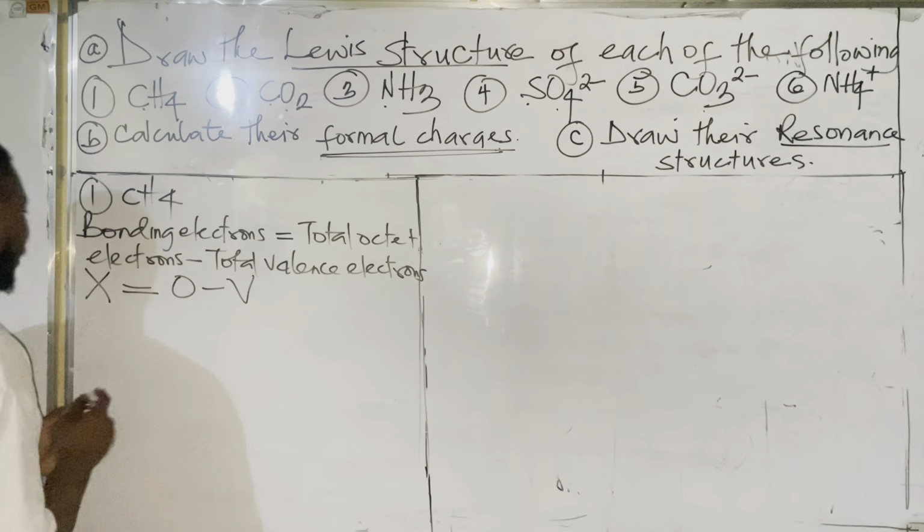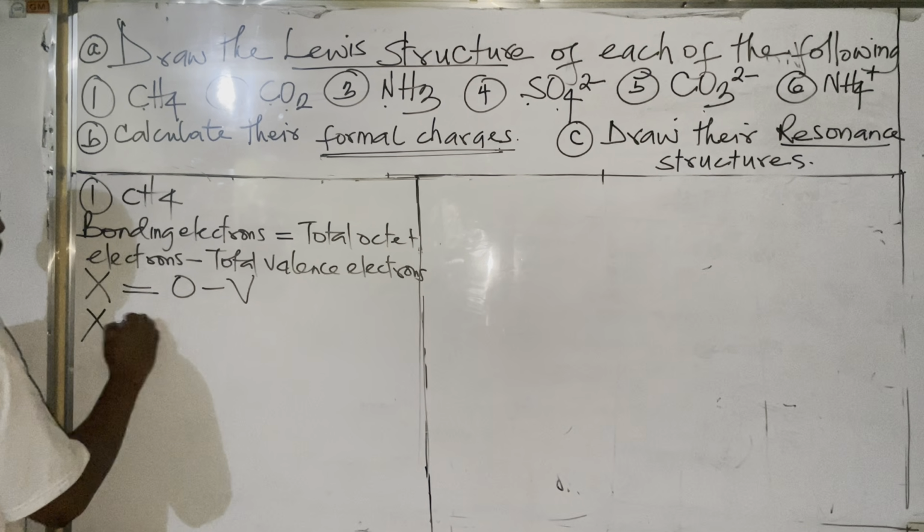Now let's come back to these. Now let's calculate the bonding electrons. Now X will be equal to octet electrons.